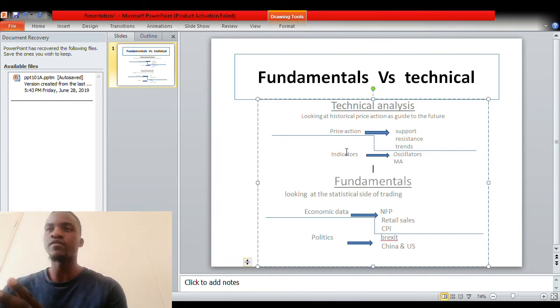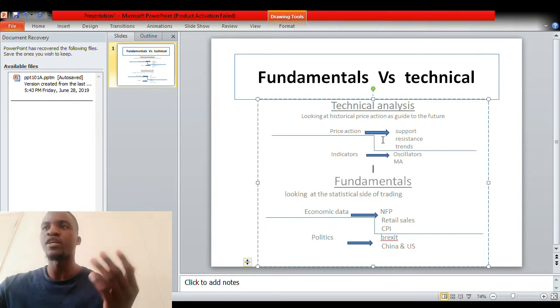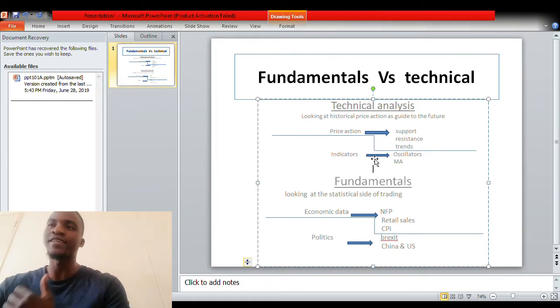So I just wanna give a little bit of an example, just a heads up before we go much into how you can use them to your advantage. So here I actually wrote down technical analysis, whereby you'll be looking at the historical price action as a guide to the future price action. Then price action, you'll be looking at support, resistance, trends. Then you also look at indicators, that is, if you are a person who uses indicators. Personally, I don't use them anymore, so you can take into consideration MAs, oscillators, so that's moving averages and oscillators.